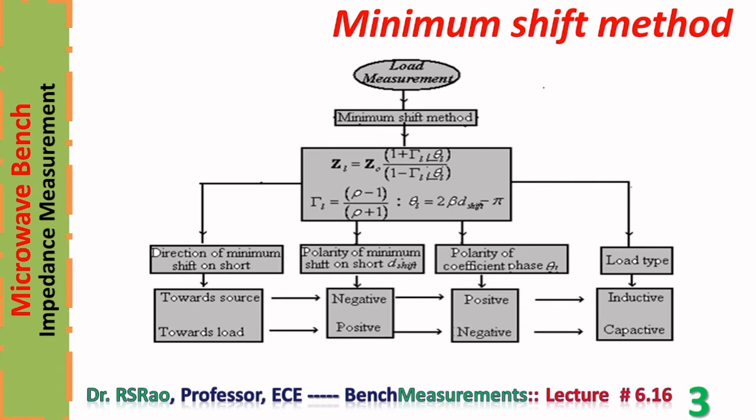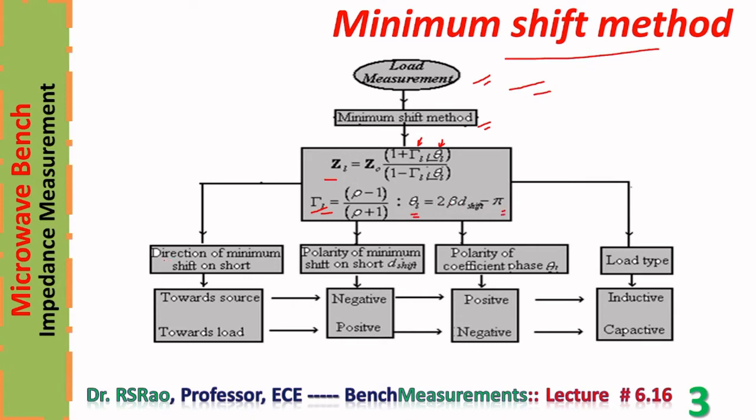Complete information pertaining to the minimum shift method is being shown here in a block diagram or tree diagram. Load measurement, minimum shift method. ZL is equal to Z0 times (1 plus gamma L angle theta L) by (1 minus gamma L angle theta L). Gamma L is magnitude, theta L is angle. Notice it is the angle of reflection coefficient over the load. Gamma L magnitude can be found from (rho minus 1) by (rho plus 1). Rho is SWR. Theta L can be determined from 2 beta D shift minus pi.